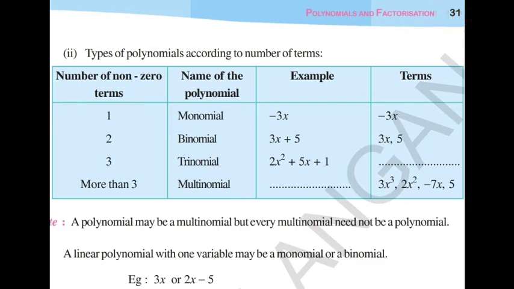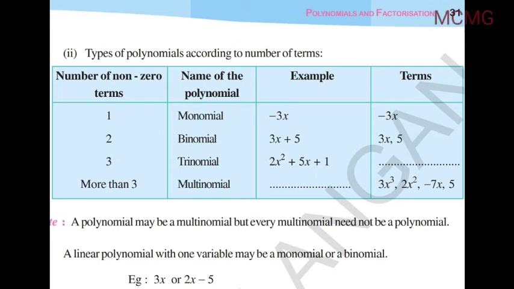Example is minus 3x, 2x, 5x, anything. You can write. Okay. If the number of non-zero terms present in the given polynomial is 2, then such a polynomial is called a binomial. Example: 3x plus 5. Here 3x and 5 both are terms, so it has 2 terms, so it is called a binomial.